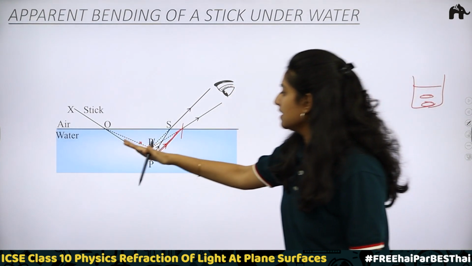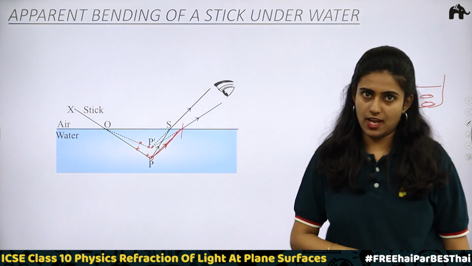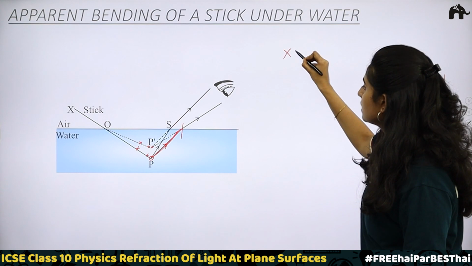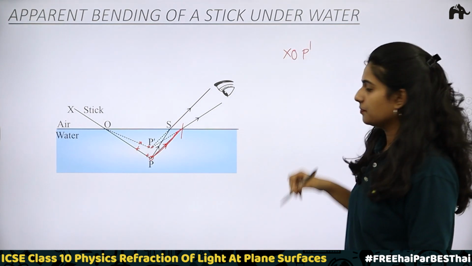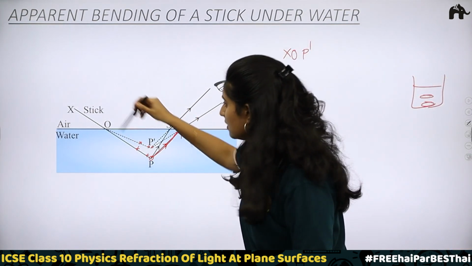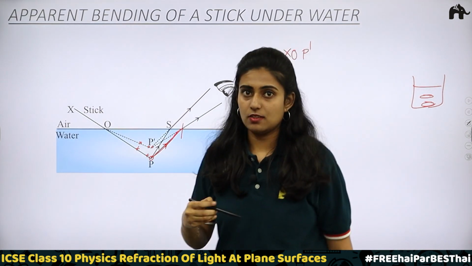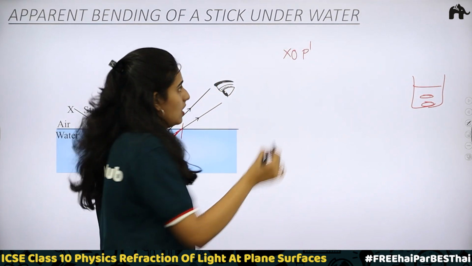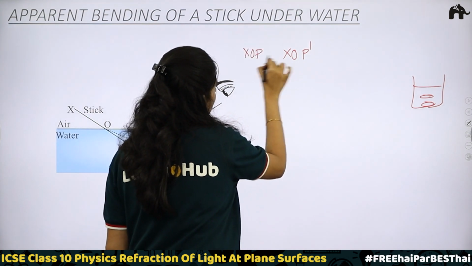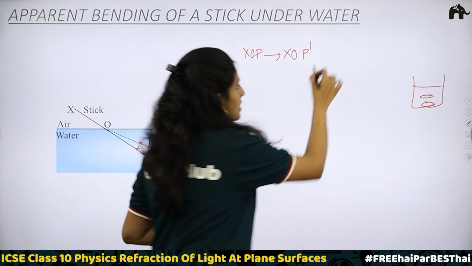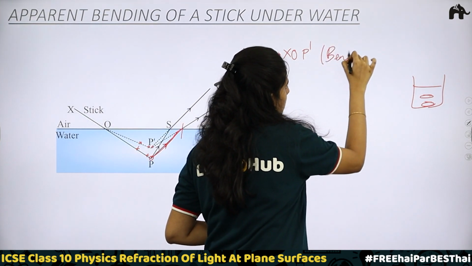This raising is happening due to refraction. So actually what the person is observing is XOP dash. There is a bending. This is a straight stick which appears to be bent because of refraction. So XOP when viewed will appear as XOP dash, and a bend will be created.